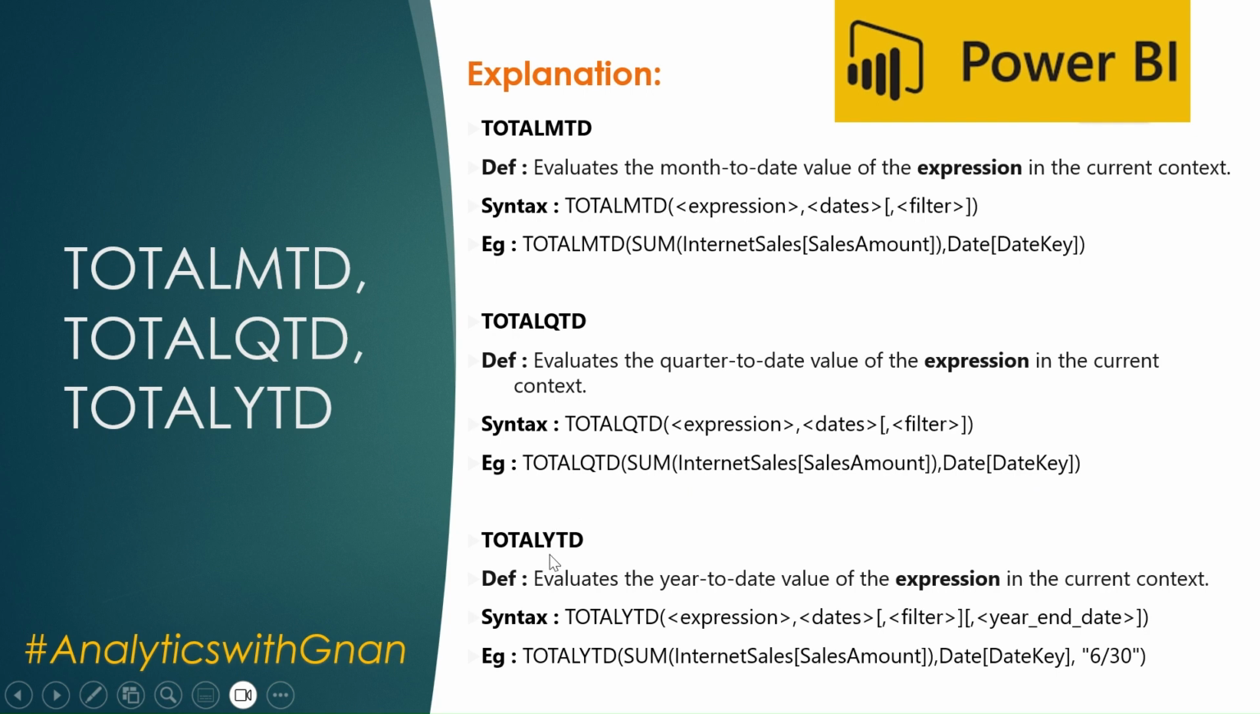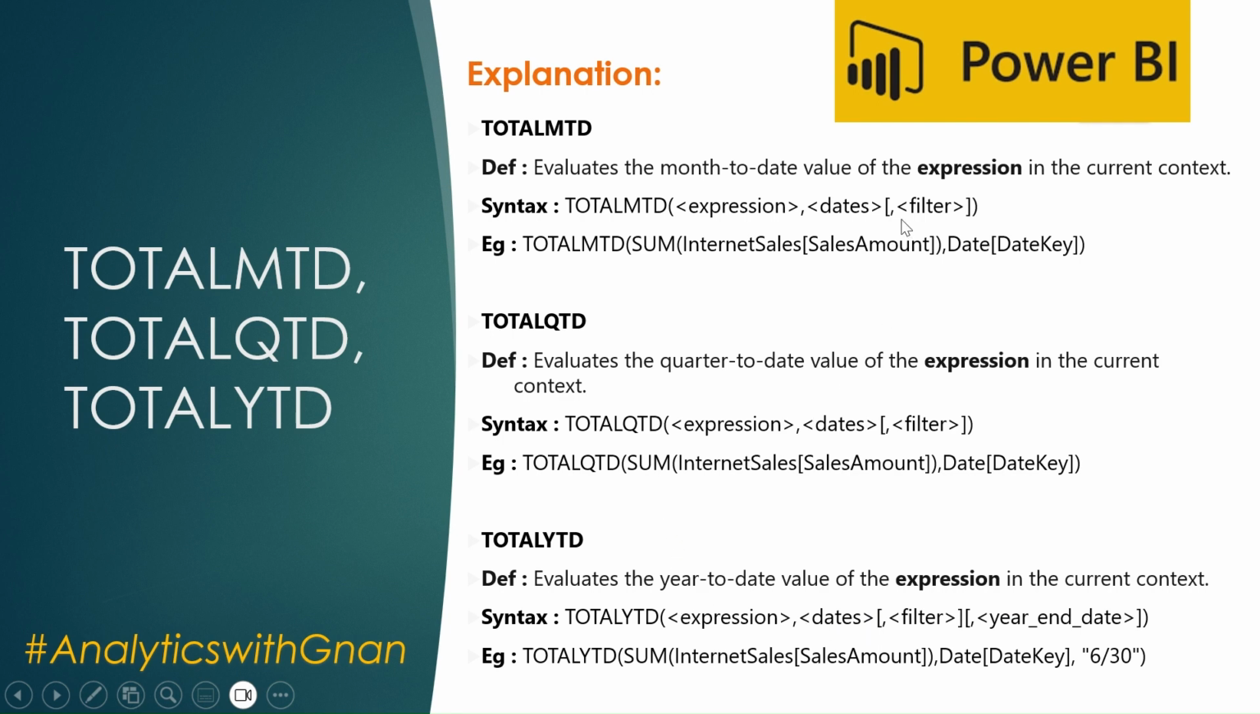Next, TOTALYTD. YTD stands for year to date. It evaluates the year to date value of the expression in the current context. Again, same thing, sum of sales starting from the start of the year till the date. Date can be continuous here.